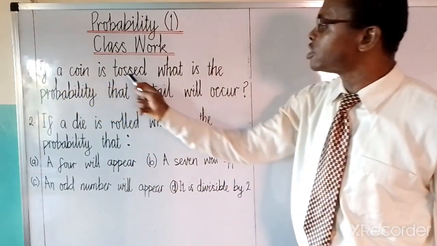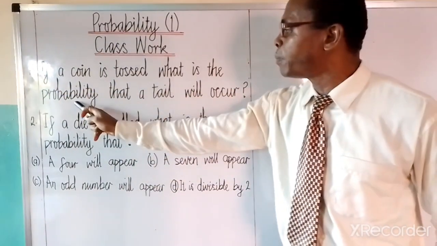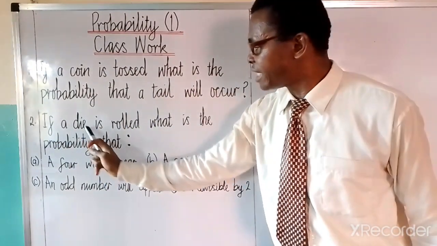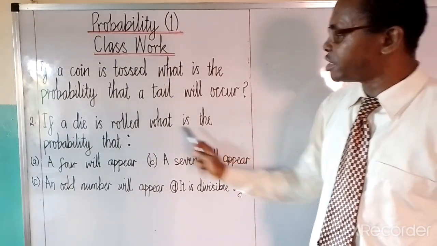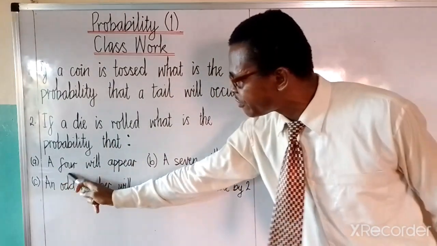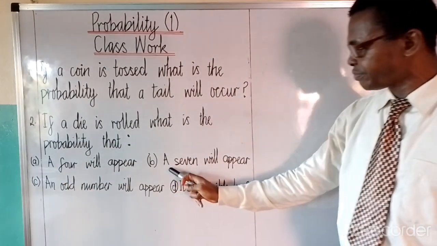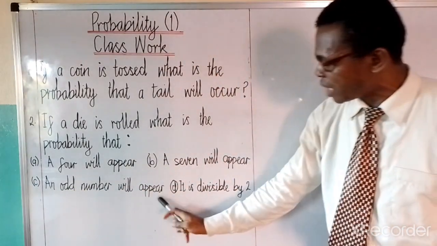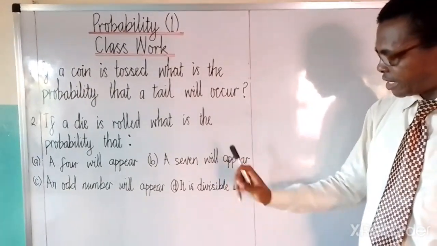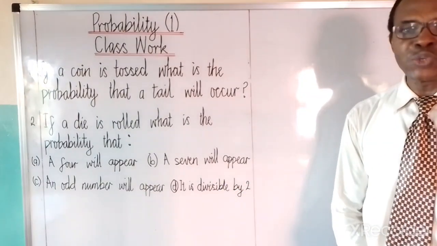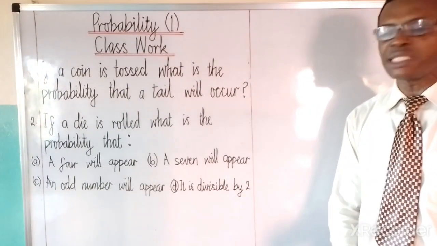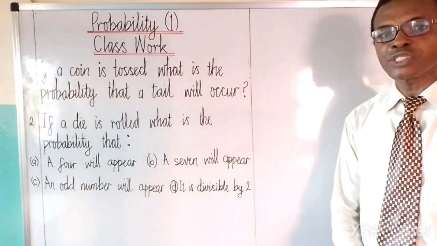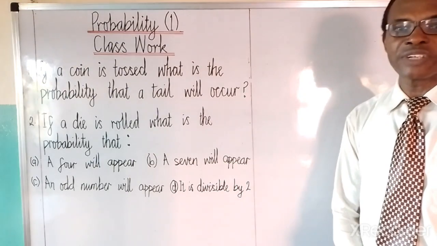If a coin is tossed, what is the probability that a tail will occur? If a dice is rolled, what is the probability that A, a 4 will appear, B, a 7 will appear, C, an odd number will appear, D, it is divisible by 2. Remember to write everything that you see on this video. And then, of course, pause and go ahead and solve them.